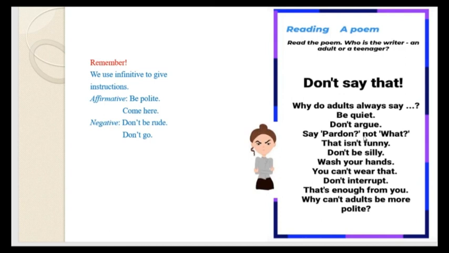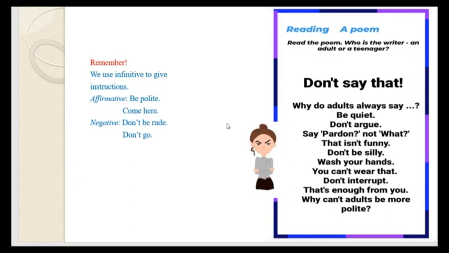A poem. Read the poem. Who is the writer? An adult or a teenager? Don't say that. Why do adults always say, be quiet, don't argue, say pardon, not what? That isn't funny. Don't be silly. Wash your hands. You can't wear that. Don't interrupt. That's enough from you. Why can't adults be more polite?